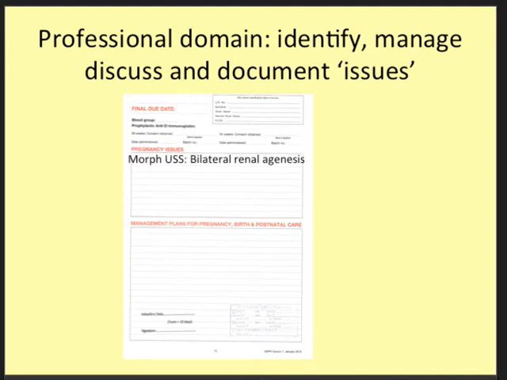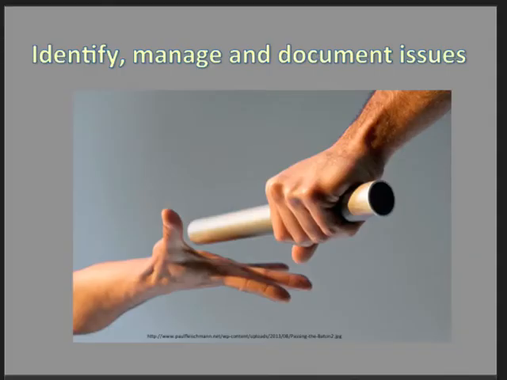Second example is morphology scan showed bilateral renal agenesis, for termination of pregnancy, mifepristone on the 1st of February, and 2 days later followed by misoprostol. Doctors identify, manage and document issues. That means we perform better as a team. The next person who might see the pregnant lady knows exactly what has been found, what has been discussed and what the management is. That makes your job much easier.